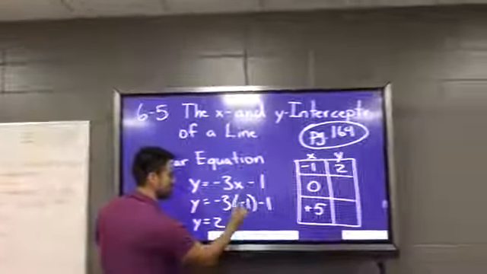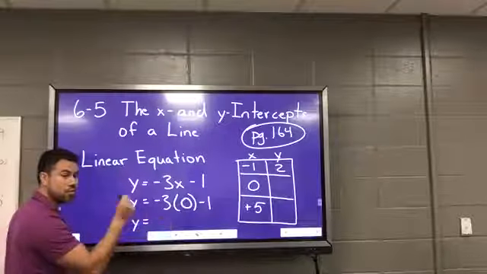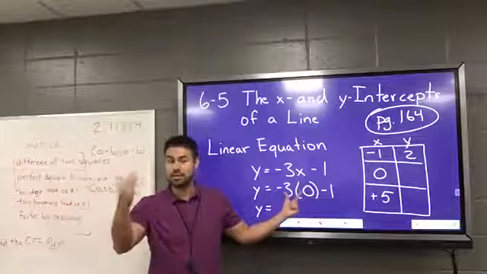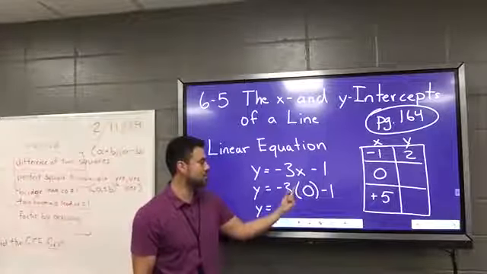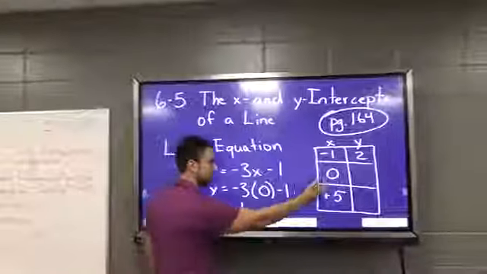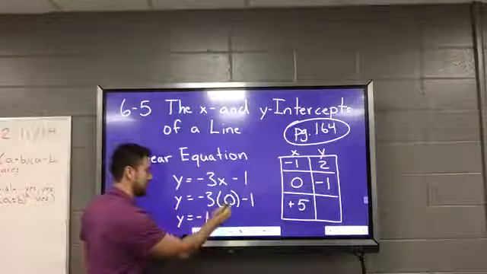I'm going to do this problem again. I'm going to put in 0. What's negative 3 times 0? You see how anything times 0 is going to give you 0? So I'm just making it easier. What's negative 3 times 0? 0 minus 1. Negative 1. So what do you put here? Negative 1. All right, and then what else am I going to do, you think?